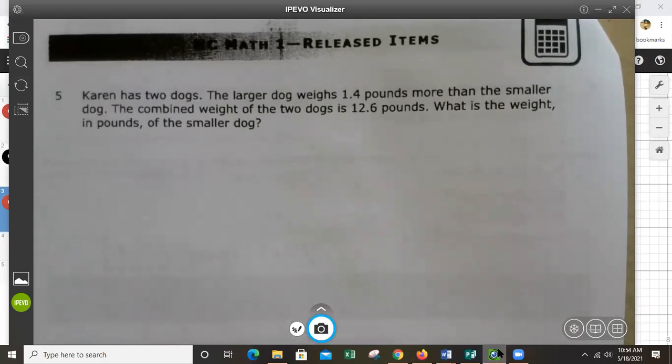All right. So it says Karen has 2 dogs. Remember, we've set these up before, and we want to use like one dog is large, one dog is small. So we're going to use L and S. But in our Desmos, we have to use X and Y. So I'm going to show you exactly what I'm going to do.